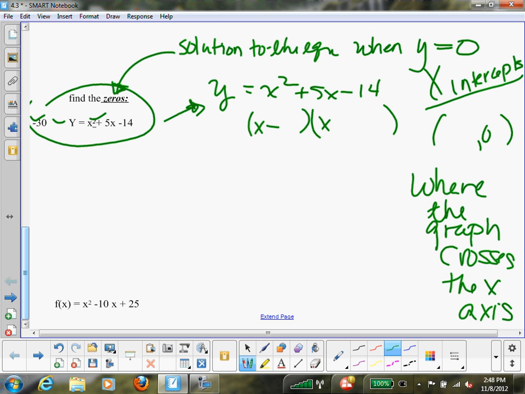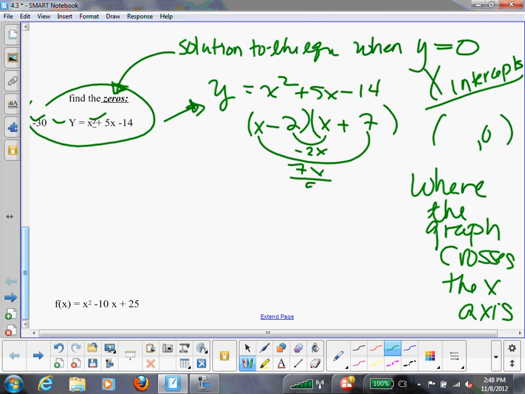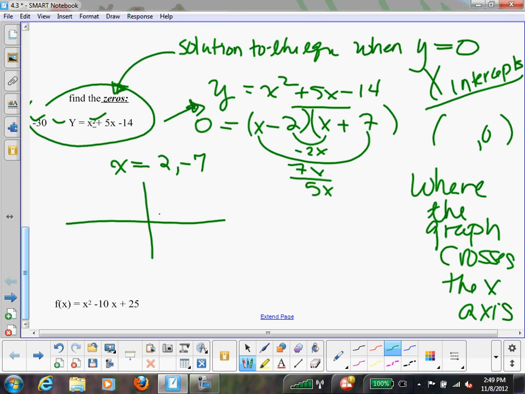X minus. All right. And how do you know that? Because this gives me negative 2x and this gives me 7x, which gives me 5x as my middle term. Right? So that means if this is equal to 0, then what does x equal? Negative 7. X is equal to 2. And if I had to graph that, I know that my graph is crossing at 2 and at negative 7.